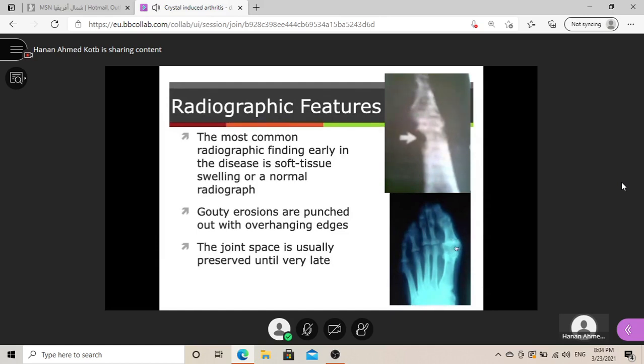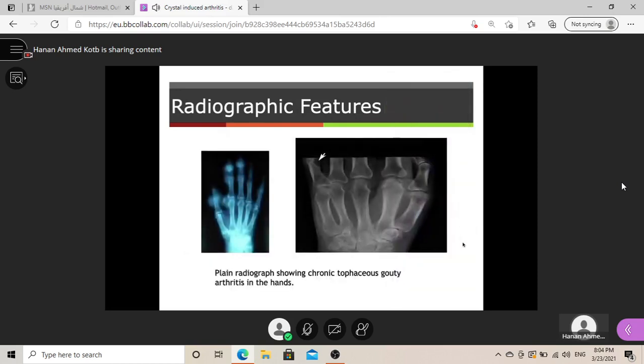طبعا هنا عندي widening of the اللي هي الفيرست metatarsal head ويبتدي يحصل عندي deformities زي الهالوكس فالوكس. This is an x-ray of the hand وبرضو عندي we have the punched erosions. This is an x-ray of the hand.